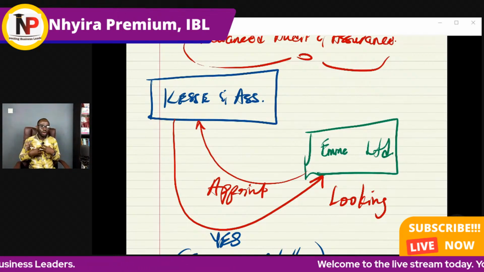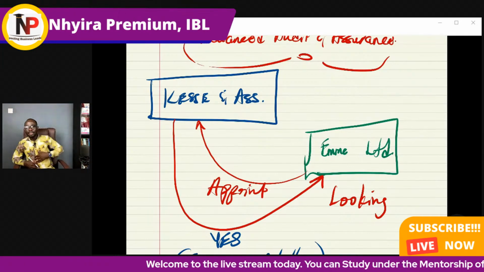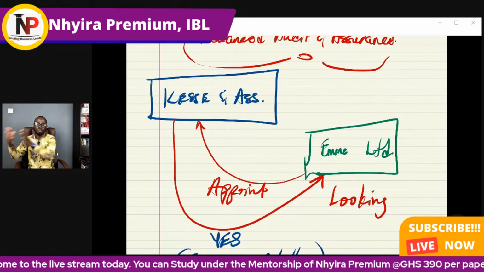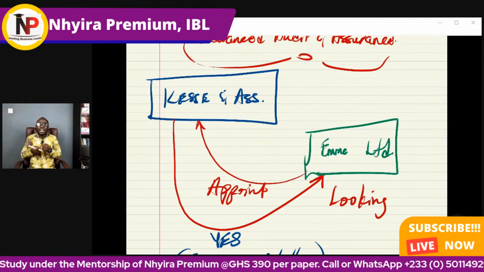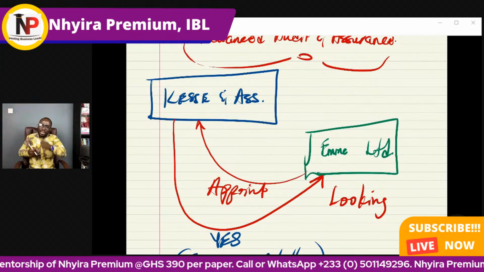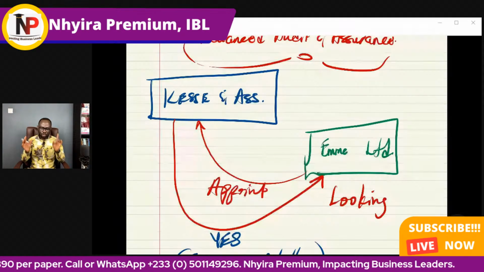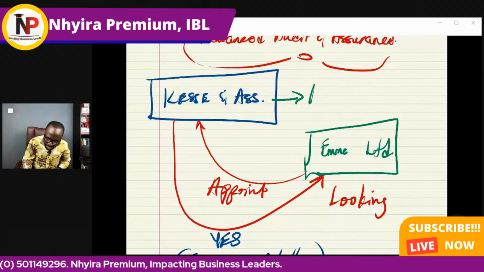Because you see, shareholders employ management to run the company. But then management could run the company in their own interest at the expense of the owners. So the owners want to make sure that the financial statements that have been prepared and presented to them by the management really are what they are supposed to be. So Kessie Limited, being the audit firm, is providing an assurance.